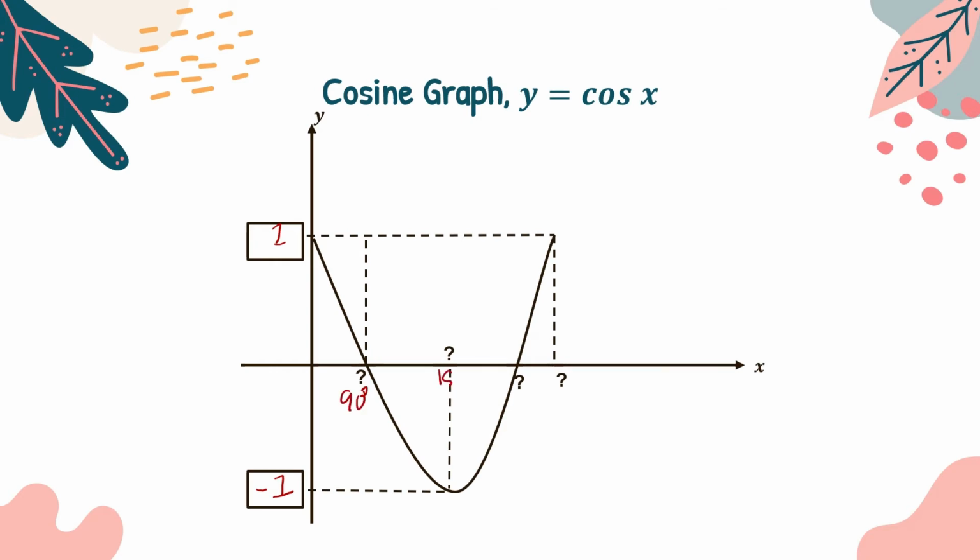And here is 180 degrees when y is equal to negative 1. And when y is equal to 0, we have 270 degrees. And for the last one, when y is equal to 1, we have 360 degrees. So these are the intercepts and the important coordinates in the cosine graph.